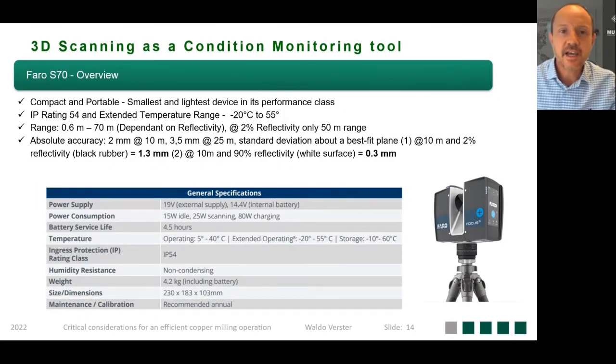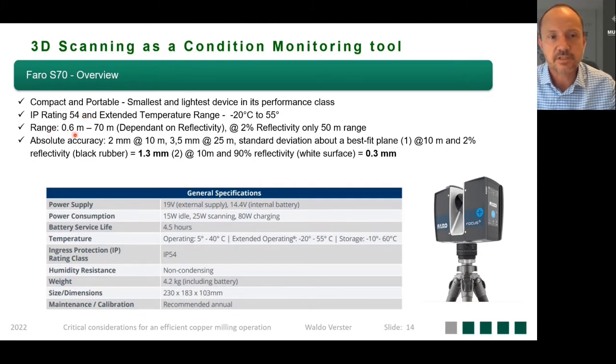Moving over to 3D scanning as a condition monitoring tool, I'd just like to highlight the basic facts about the Faro S70 scanner that we use inside mills for condition monitoring purposes, as well as for plant scans. It is compact and portable. We can easily carry the scanner on a plane, and we can carry it into most process plants. IP rating of 54, including an extended temperature range. And this is very important for scanning liners inside a mill. -20 to 55 degrees Celsius, including a relatively high IP rating.